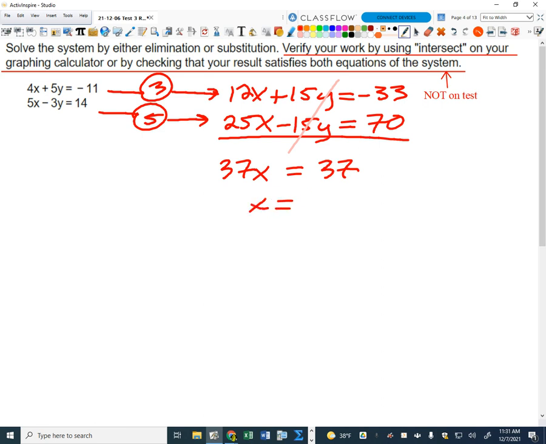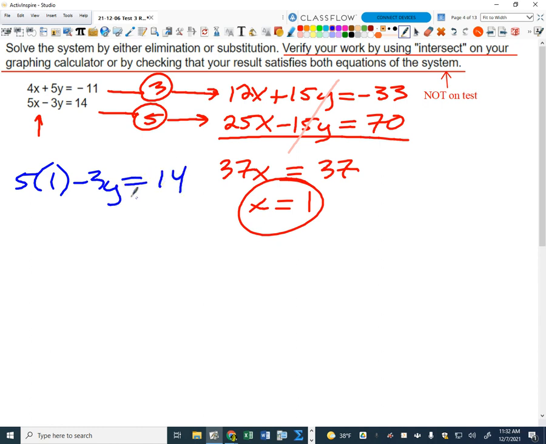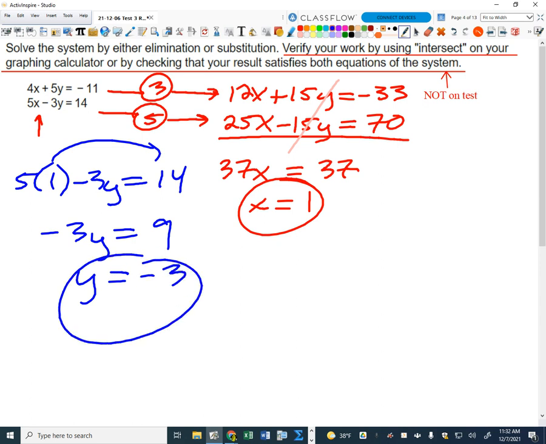So x is 1. Plug that back into either one, we'll just go bottom. Five times 1 minus 3y equals 14. Subtract 5 from both sides. Negative 3y equals 9. So y equals negative 3. And we got our ordered pair, 1, negative 3. Good? Okay?